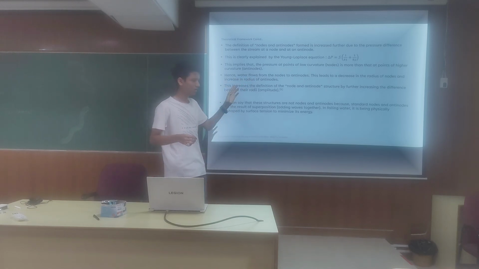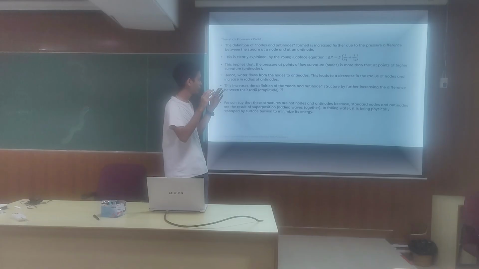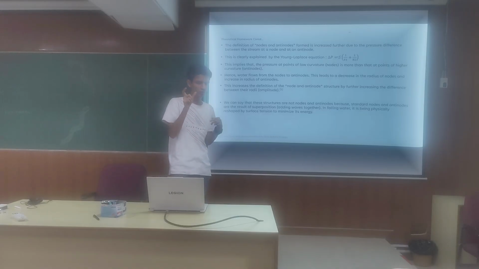So at the nodes, the radius of curvature is smaller as compared to at the antinode. Sorry, at the antinode, the radius of curvature is larger. So that's why the pressure there is lower, and hence the water flows from higher pressure to lower pressure, and the nodes become more thin, and the antinodes become thicker.